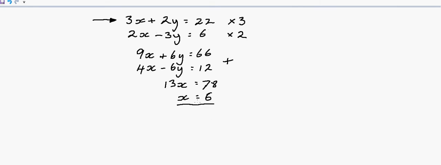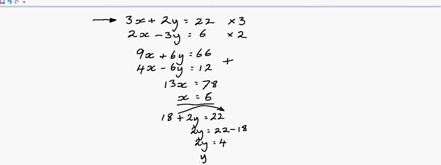So if x is 6, 3x is 3 lots of 6, which is 18. I write the rest of the equation, so plus 2y equals 22. As always, the number comes over the other side, so we get 2y equals 22 minus 18. So 2y equals 4. So y equals 2. Job done.